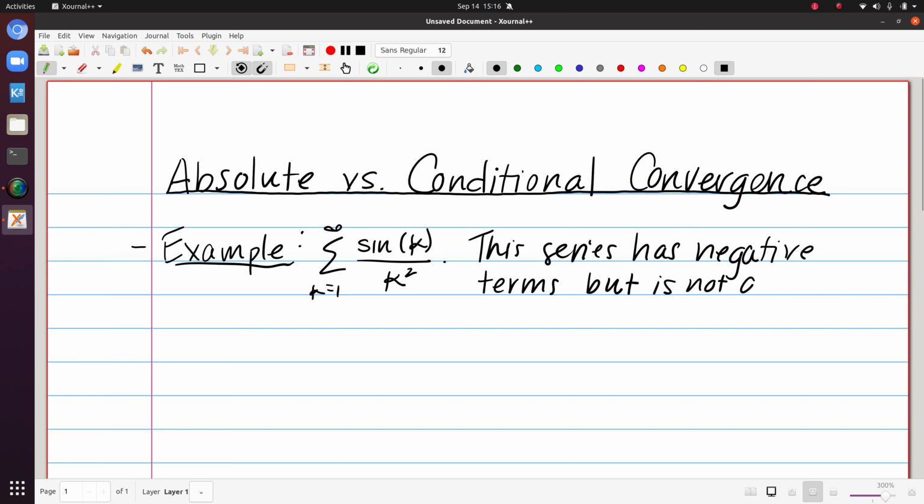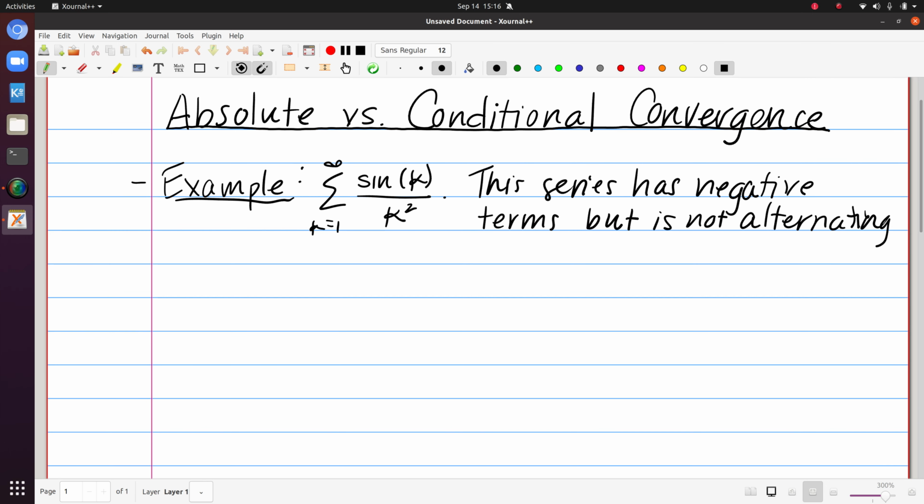And remember that in order to be alternating, it has to alternate in sign every other term. If you think about the sine of k, there are going to be successive terms that are positive, positive, or negative, negative, and so that will make it not alternating. So it has negative terms, which means that it rules out me being able to use the integral test, the comparison test, or the limit comparison test. It's not alternating, so I can't use the alternating series test.